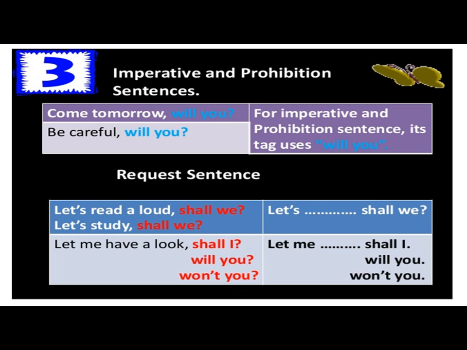Third rule: imperative and prohibition sentences. Come tomorrow, will you? Be careful, will you? For imperative and prohibition sentences, the tag uses will you. And then for the request sentences: let's read aloud, shall we? Let's study, shall we? Let me have a look, shall I? Let's walk, shall we? Let me drink, shall I? Will you? Won't you? Like that we have to use for the request sentences.